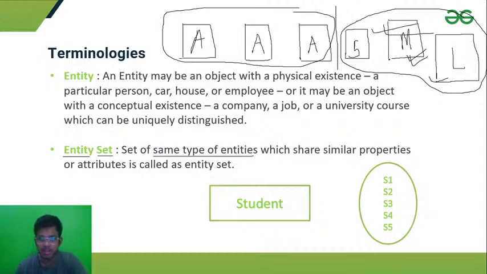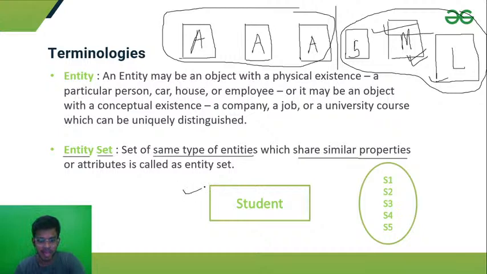Every notebook will have these properties, right? So they share similar properties, as it is written here. They share similar properties, so we can say all these three notebooks belong to a particular entity set. Okay, so this is an entity set.